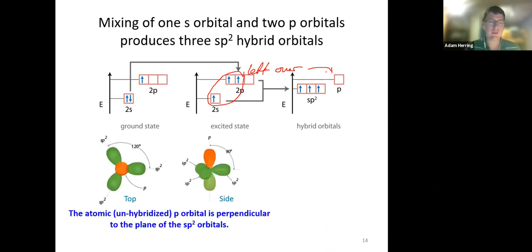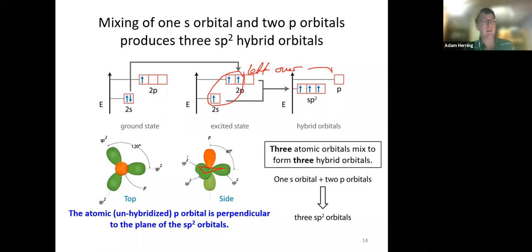That unhybridized orbital, that leftover atomic p orbital, is going to be perpendicular to the axis of the sp2 orbitals. So here we would have our trigonal planar molecule and then a leftover p orbital. We'll talk more about what happens to that p orbital in future videos. So again, because we needed 3 identical orbitals, we took 3 orbitals to start with. One of them was an s orbital, 2 of them were p orbitals, and we combine them together to get 3 identical orbitals that are 1 part s and 2 parts p.